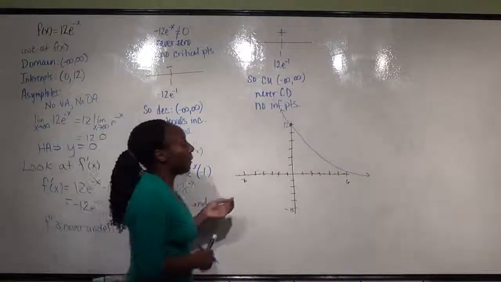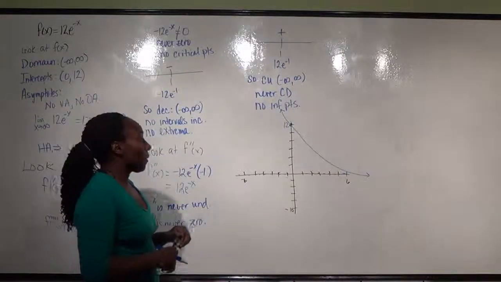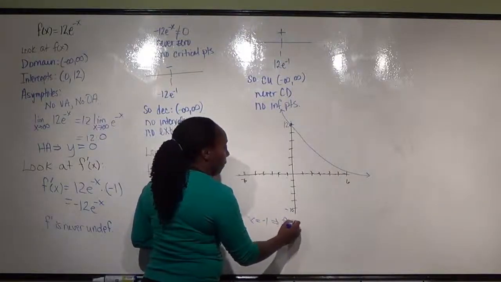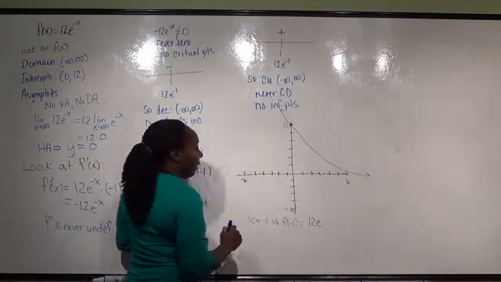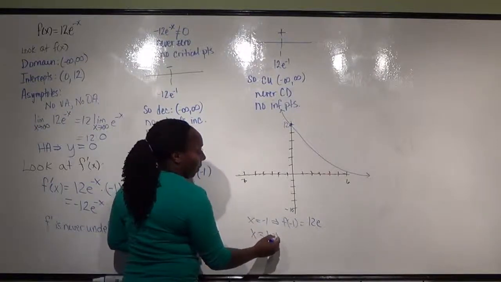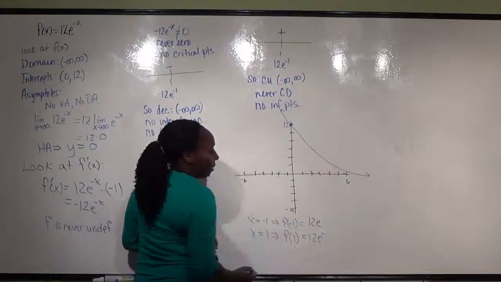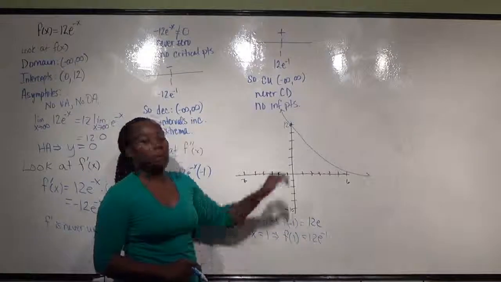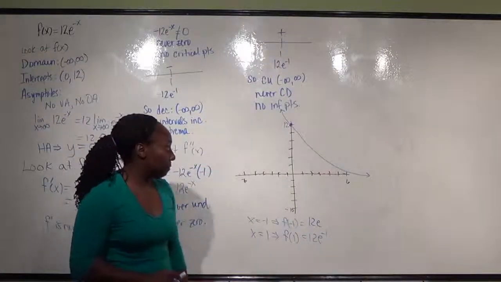And we can check that by picking any point. We can pick a point over here, say negative 1, and we'll see that f of negative 1 is going to be 12e. And if we pick something on the other side, say positive 1, we can see that f of 1 is 12e to the negative 1. Okay, so the value here is bigger than the value here. We can see that this does in fact work for our graph.